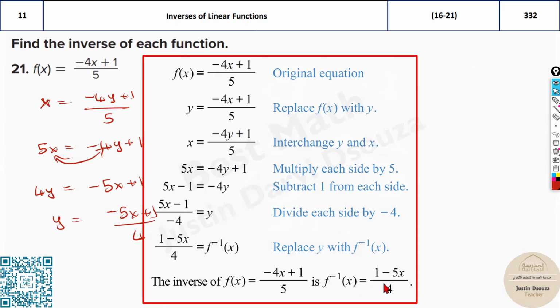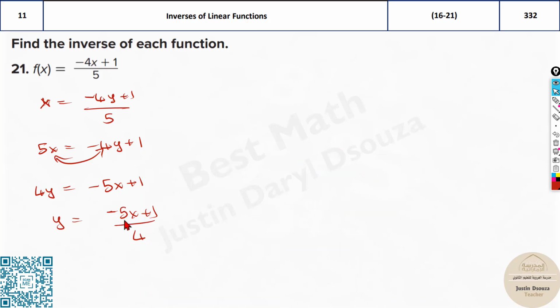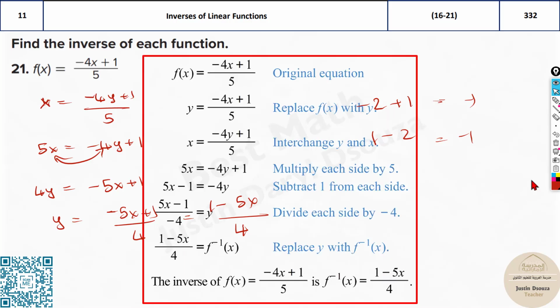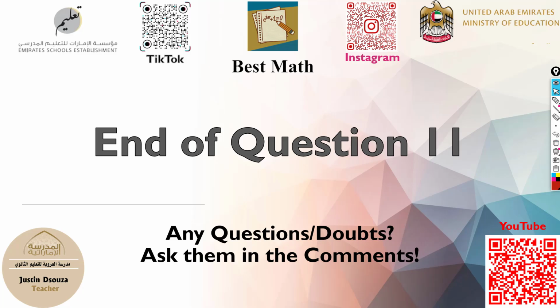I hope that's clear. Now over here, they have written the same thing, but they have written 1 first. You can also write this as minus 5x. That is also absolutely fine. You can just imagine you have minus 2 plus 1 or 1 minus 2. What's the answer? Here it'll be negative 1. Here also it's negative 1. So that is fine. So that's the answer. And that's the end of this question.